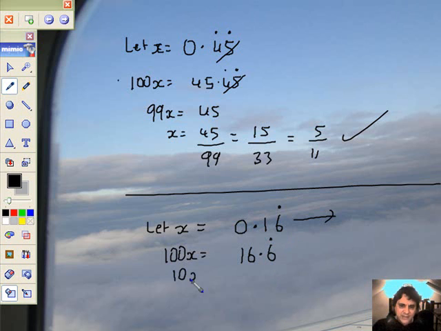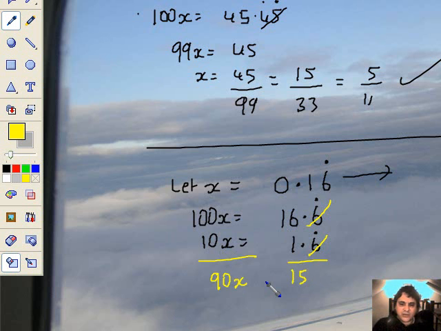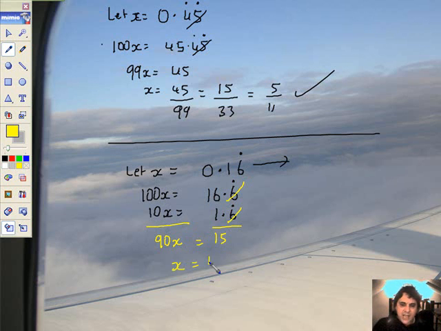Look what happens if I multiply by 10. If I multiply 0.16 by 10, I get 1.6 recurring, and look what I've achieved. This 0.6 exactly matches that 0.6 in the first decimal place. Right, now how did I do that? Well, 100x take away 10x is 90 x's. 16 take away 1 is 15. So I've got 90x equals 15. x equals 15 over 90.